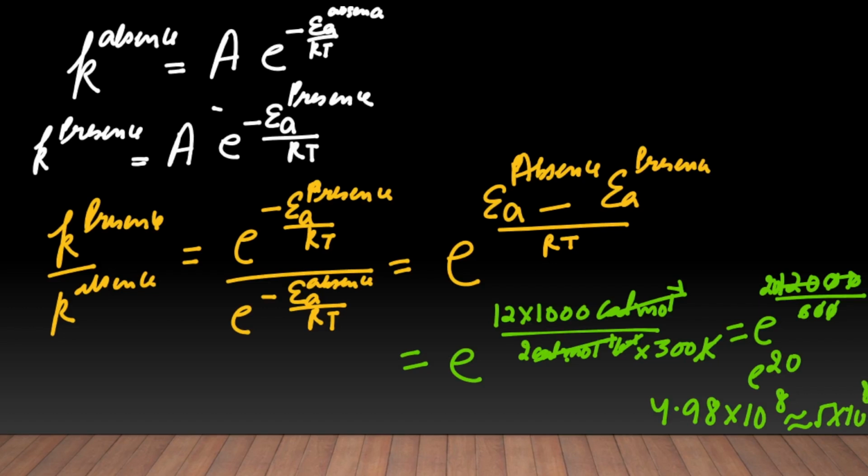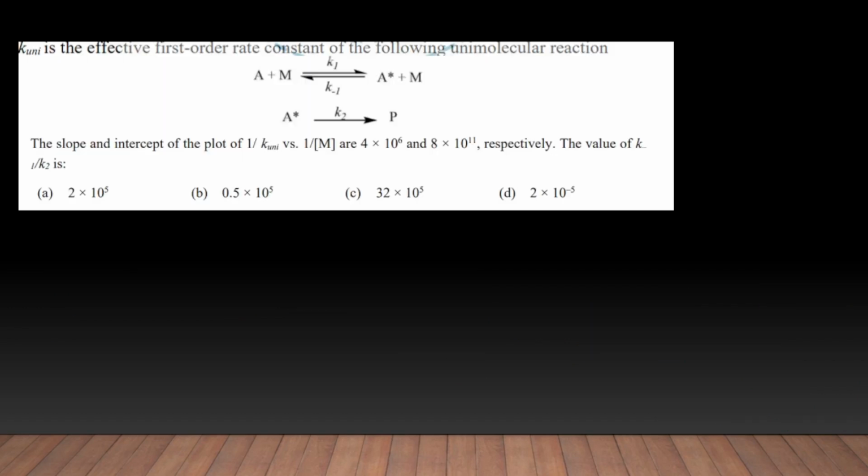Okay. Next is this question you are having. It says the k_uni is the effective first order rate constant for the following unimolecular reaction, the mechanism of which is given. The slope and intercept values of 1 by k_uni versus 1 by M are given. Find the value of k inverse upon the k2.